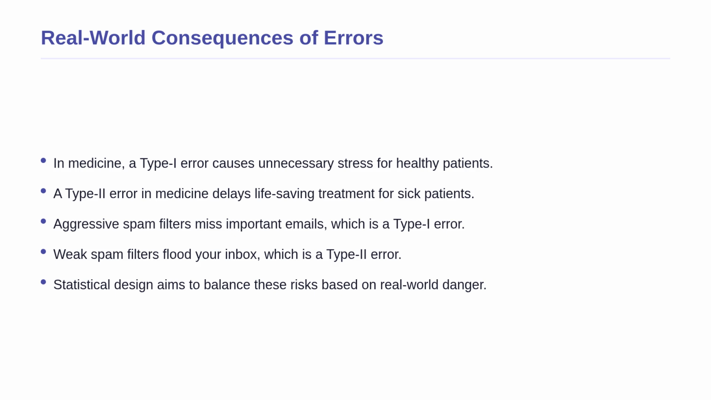Engineers face this daily with spam filters. If the filter is too aggressive, you miss important emails from your boss. If it is too weak, your inbox is flooded with junk. The entire goal of statistical design is to balance these two risks based on which mistake is more dangerous.